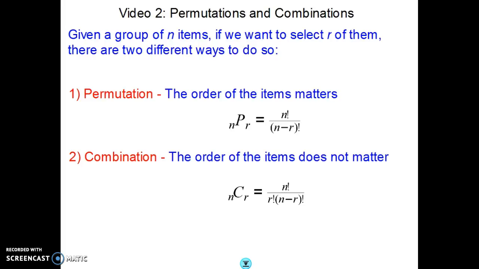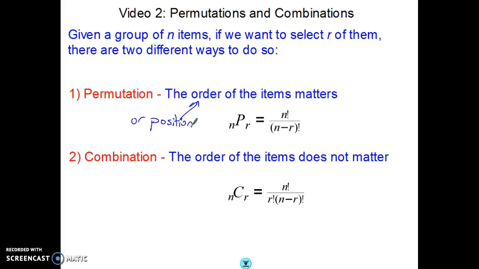A permutation is just picking a group of things when the order we pick them in matters. Or another way of thinking about it is when the position of the things matters. And then a combination is just the opposite. That's when the order does not matter. So we select a group of things, and it doesn't matter which one's first, second, or third, or what position we put them in. These both have formulas and notations that go along with them.